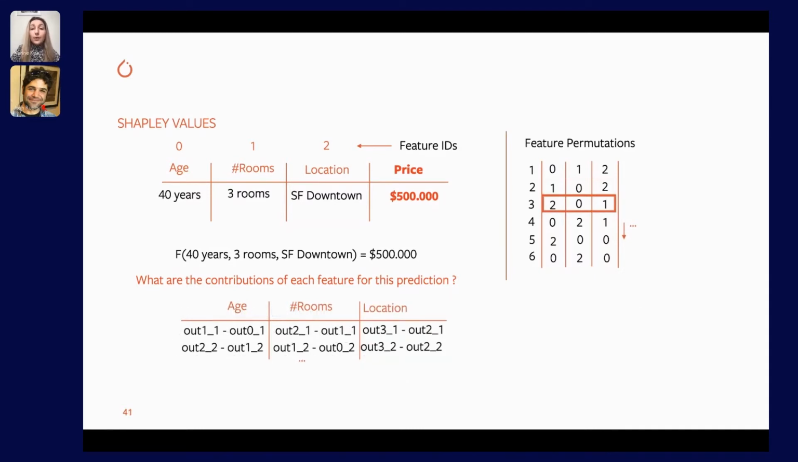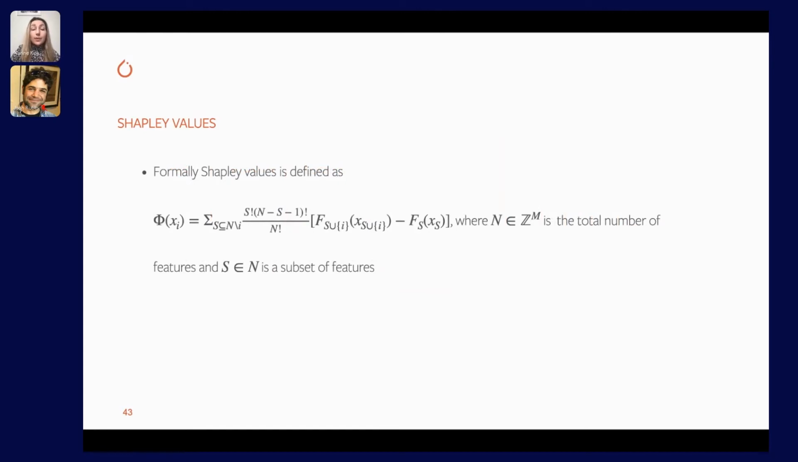We can continue this for all 6 permutations, and the Shapley value represents the sum of all these contributions across all those permutations, normalized by the number of permutations, which is, in this case, 6. So this equation formally explains what I showed in my previous slide. The contribution of feature xi represents the function differences right after the feature entered and before the feature entered, summed across all our permutations and divided by the number of all possible permutations.